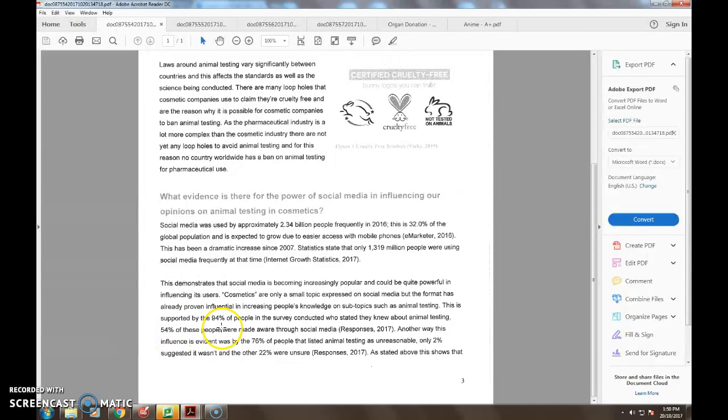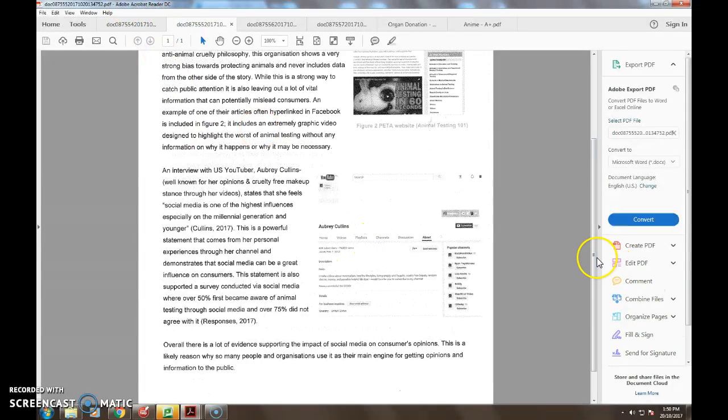This is supported by 94% of people in the survey conducted who stated that they knew about animal testing. 54% of these people were made aware through social media. Another way this influence was evident was by the 76% of people who listed animal testing as unreasonable. Only 2% suggested it wasn't, and the other 22% were unsure. As stated above, this shows that. So then they go into some further analysis of this information.